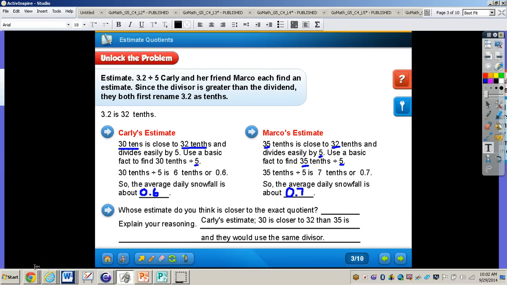So now taking a look at that next question, whose estimate do you think is closer to the exact quotient? Now, what I want you to write down is Carly's estimate, and the reason why Carly's estimate is closer is because we know that 30 is closer to 32 than 35 is. We know that 30 is just 2 away from 32. 35 is actually 3 greater than 32. And they would both use the same divisor, so Carly's estimate would be closer.